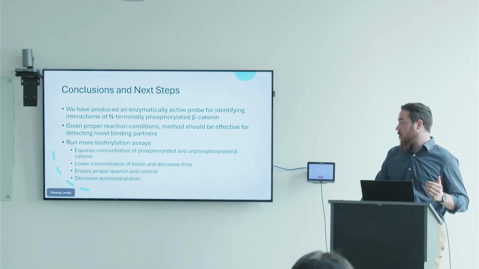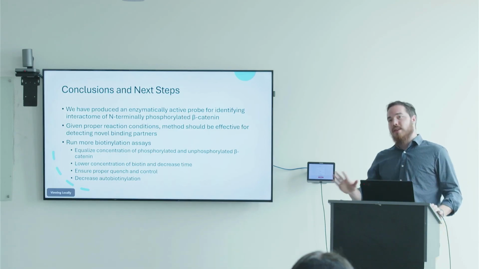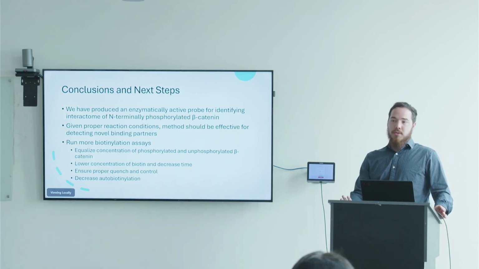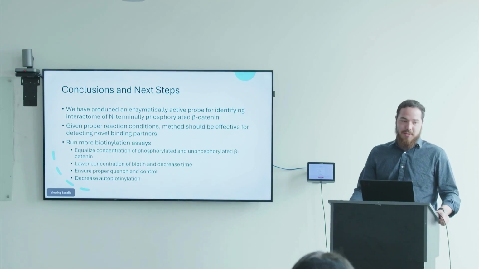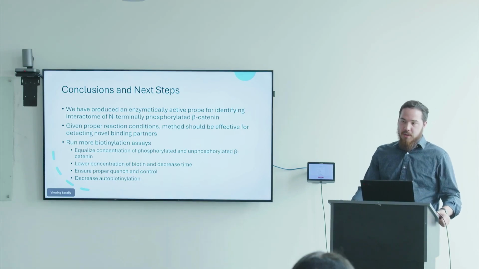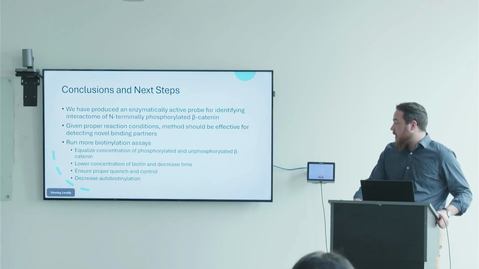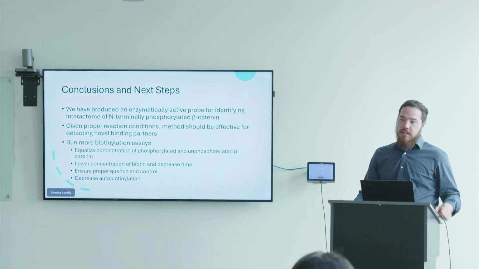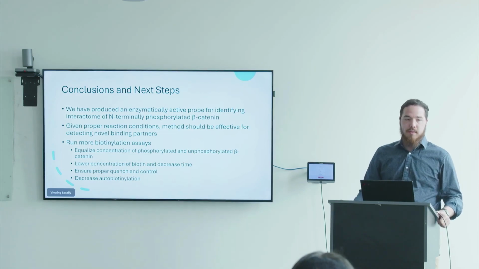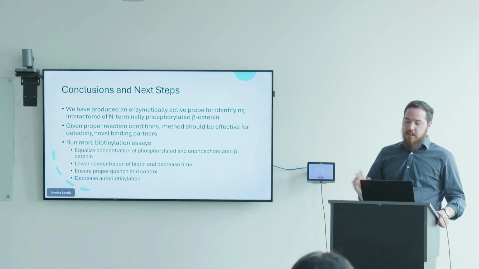We should make sure that we have proper quenching controls. We didn't use some controls in order to preserve our aliquots of cell lysates, but that made it a little harder to determine what we were actually looking at. And if we can possibly decrease autobiotinylation, that would also help in terms of being able to see other proteins that are present at generally lower concentrations than β-Catenin and detecting biotinylation there.